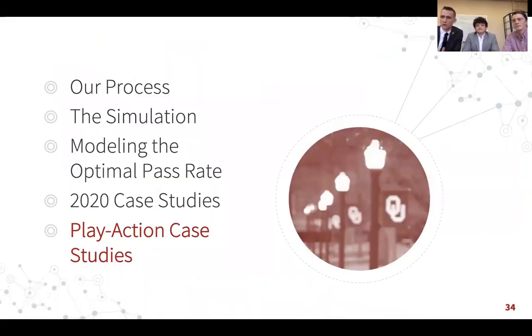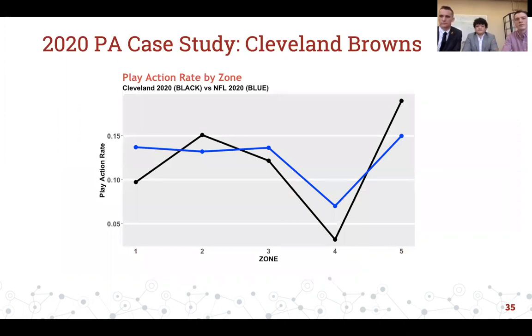Finally, the last part of our prompt asked us to look at the play action scenarios of the 2 case studies. So going back to the Browns, if we remember, they were a very average play action rate team, and this is in alignment with that. We can see play action rates for all NFL teams basically go down in zone 4. In fact, Cleveland used a lower rate in zone 4. Particularly interesting is zone 5, where they are performing above the NFL average. Zone 5 is near the goal line, from the 10-yard line into the goal line.